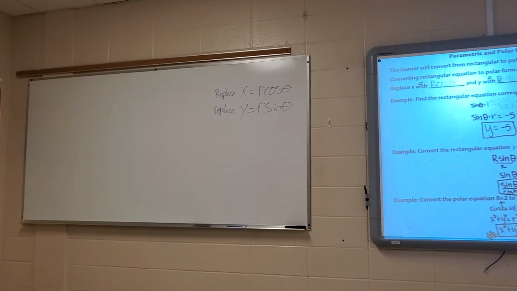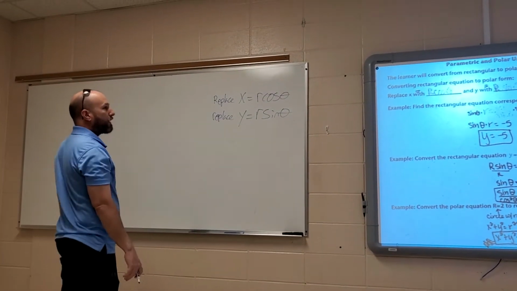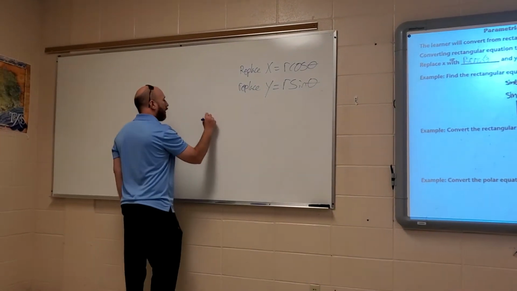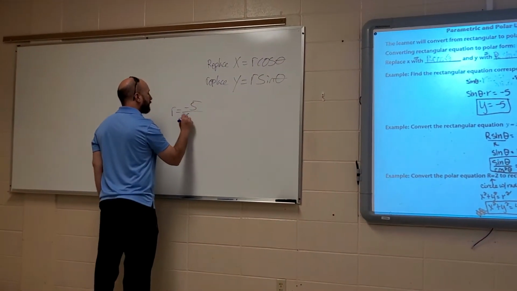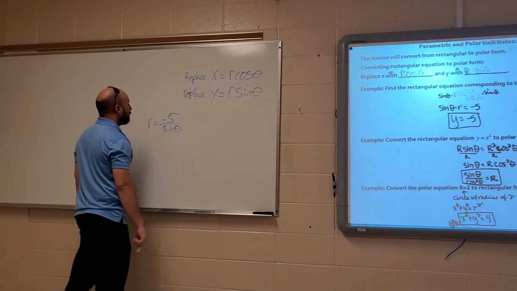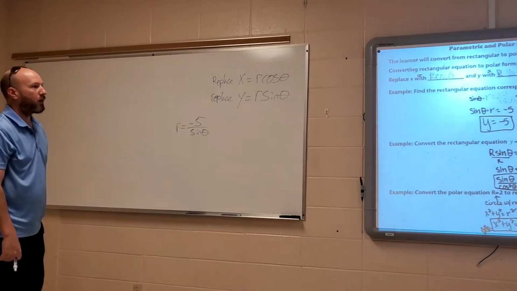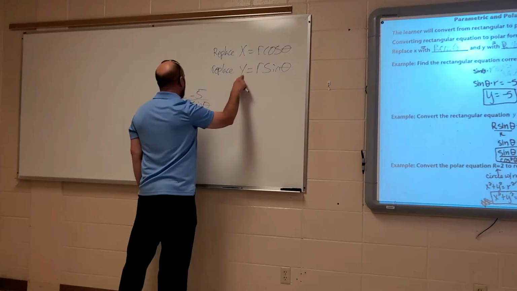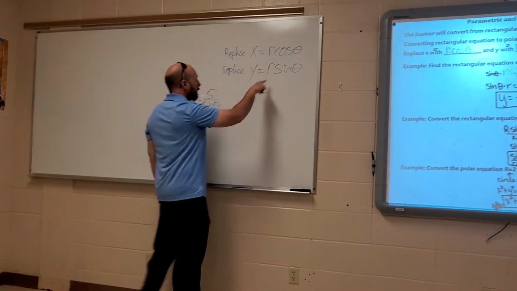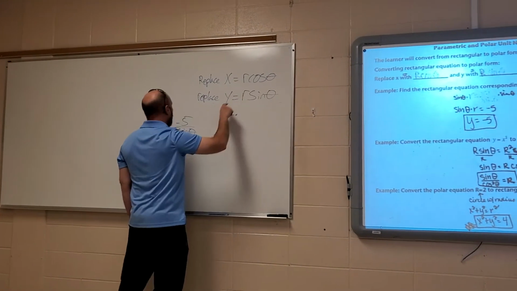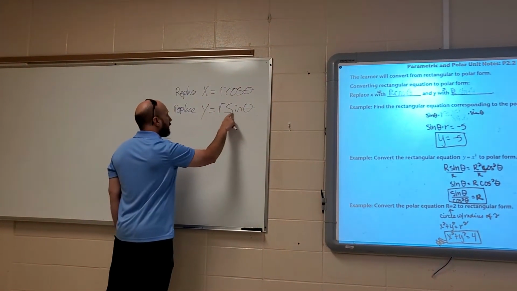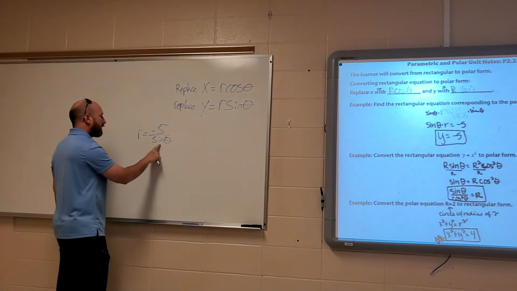So let's look at this first example. Find the rectangular equation corresponding to the polar equation r equals -5 over sine theta. Okay? Well, we need one of these. We need either an x or a y. There's no x and y here. We need an r cosine theta. I don't see an r cosine theta anywhere in there. Or we need a sine theta. Well, here's a sine theta.